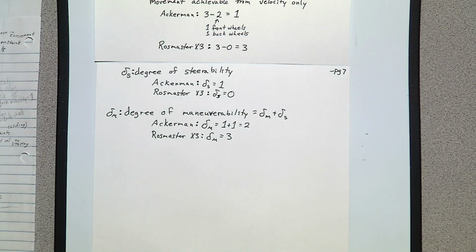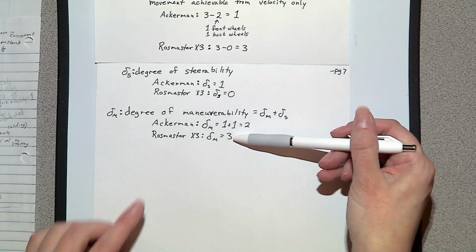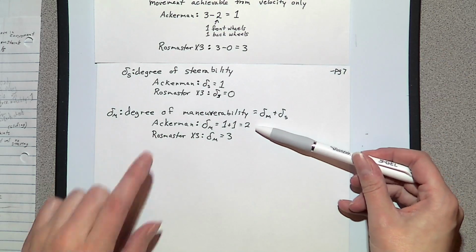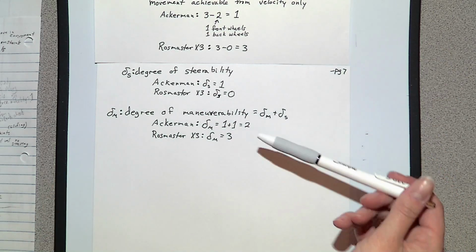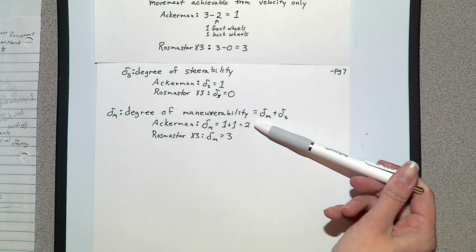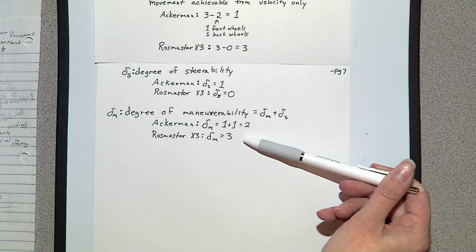And so this explains why when you're using your car and you want to, say, parallel park, it's a little bit more difficult, because you have less maneuverability than you do for an omnidirectional robot.